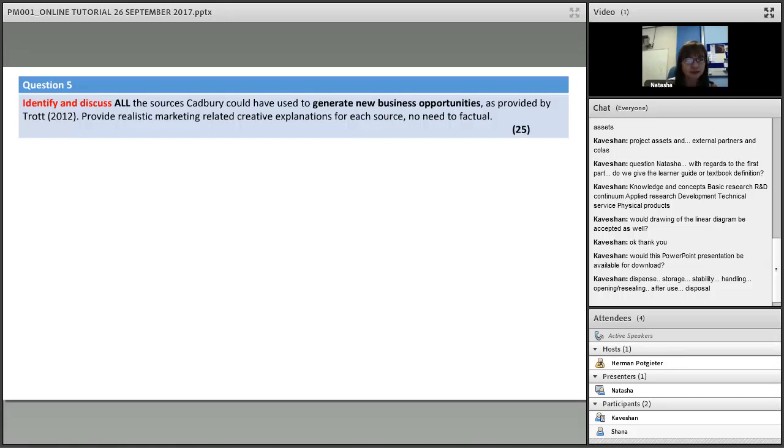Question 5 is identify and discuss all the sources that a company such as Cadbury's could have used to generate new business ideas, as given to you or provided to you by Trott 2012. Now, don't worry about a particular reference to a prescribed book. It is just a way of academic writing. So don't be too concerned with regard to that reference. You will be able to answer a question like this should it make reference to a previous edition. Okay, identify and discuss all the sources Cadbury's could have used to generate new business opportunities as provided by Trott.